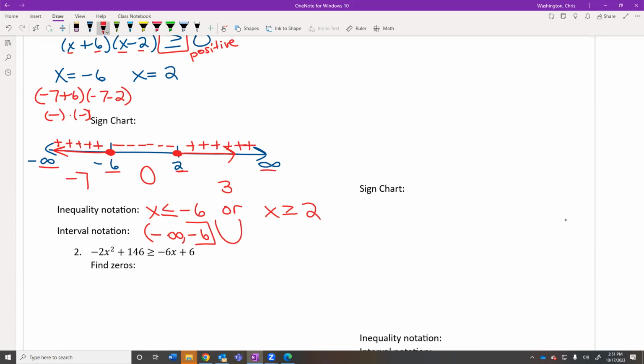So we're going from 2 to infinity. So 2 comma infinity. Infinity always gets parentheses. 2 is included in our solution, meaning 2 will satisfy the inequality. So we use a bracket.